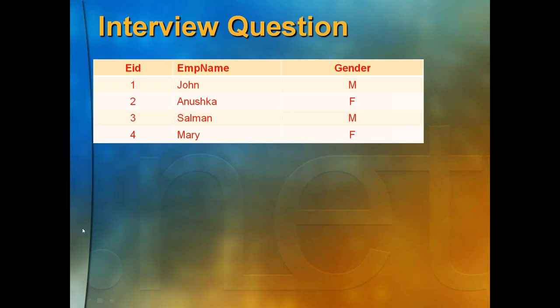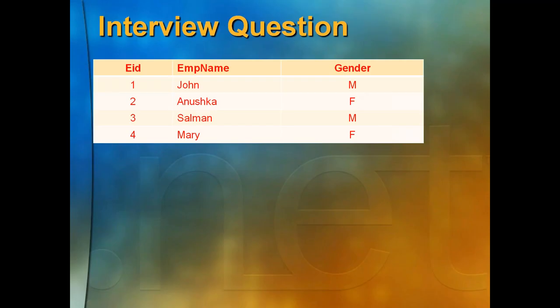And one more interview question. I have some data like this: John, Anushka, Salman, Mary, and male, female, male, female. So what is it that they wanted? They wanted an update statement. So you have to write an update statement. Wherever there is a male, it has to become female, and wherever there is a female, it has to become a male. Okay, so very simple, clear. So do you understand what the interview question is? You write a single update statement. Wherever there is a male, it has to become female, and wherever there is a female, it has to become male.